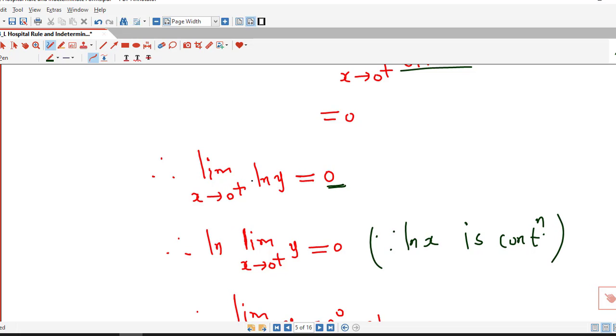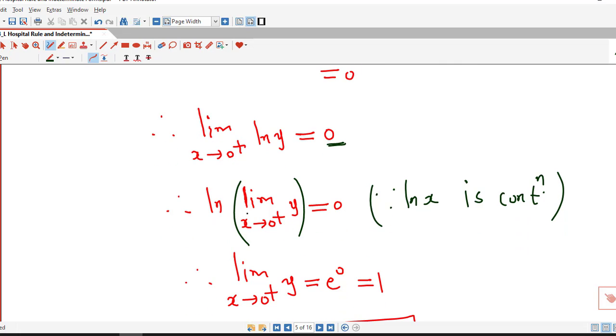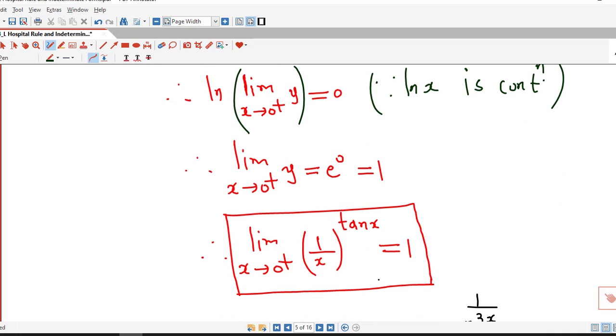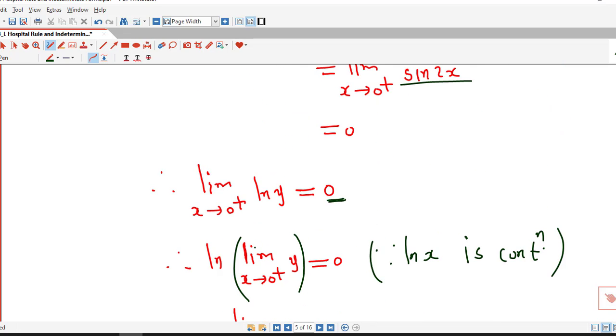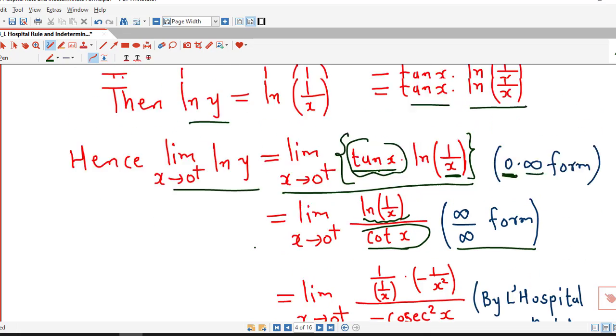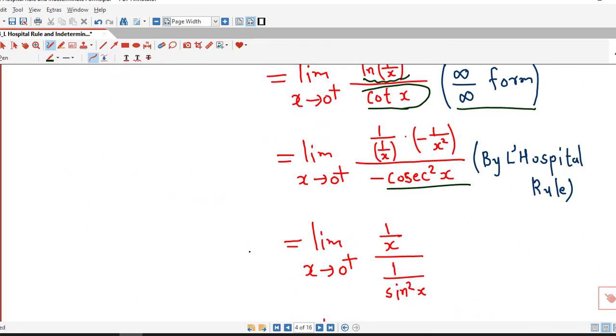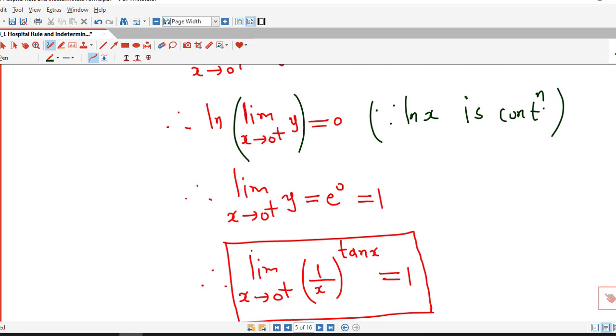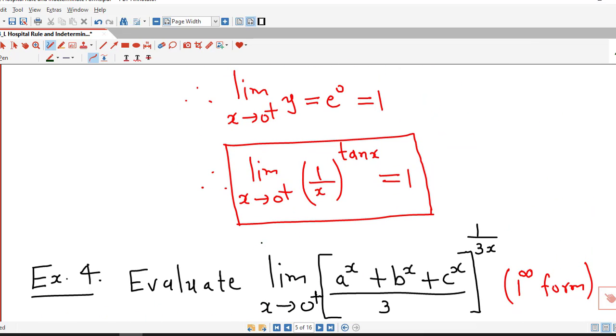So limit of logarithm of y equals logarithm of limit of y, and again using the property of logarithmic function, if log of limit of y equals 0, then limit of y equals e to the power 0, which is 1, and finally we put y equal to 1 by x to the power 10x. So in this way it is easy to find out this type of indeterminate powers. We just have to use logarithmic function and L'Hospital rule.